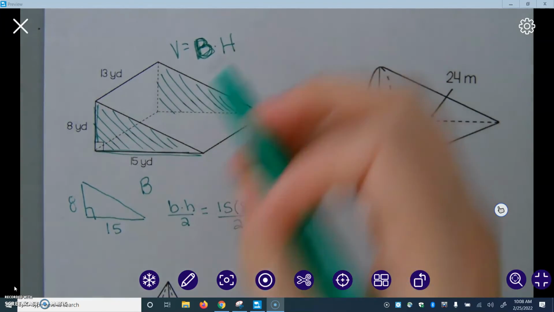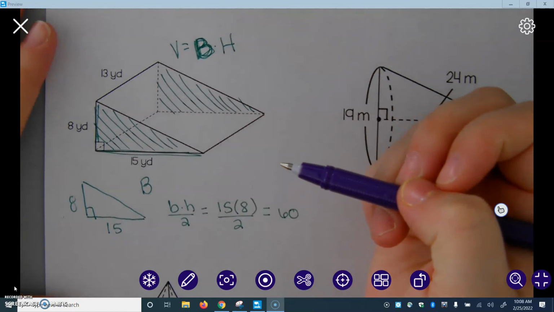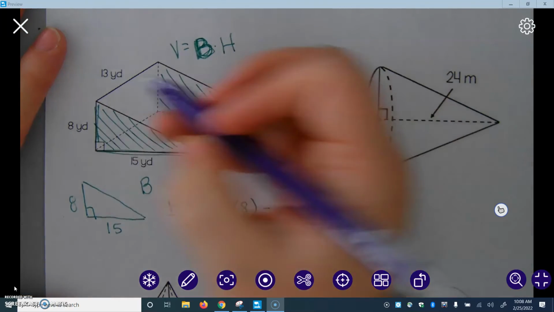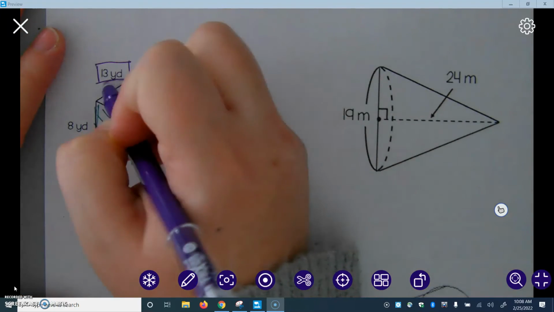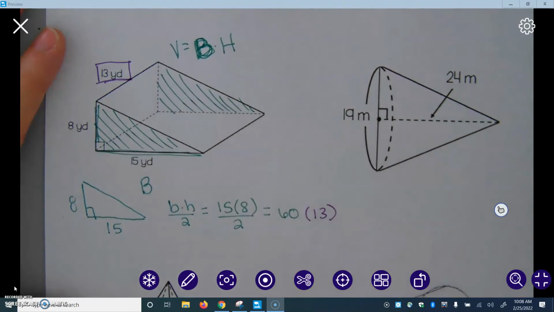So the last thing I need to do is to multiply this by the height of the whole entire shape. The height is the one that connects the bases together. So what side connects the 2 triangles? 13. So I just have to do 60 times 13. And so my volume is 780.